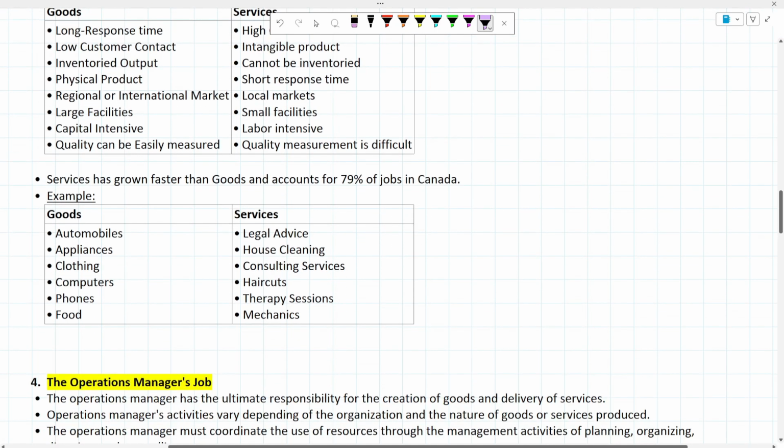So, an example of goods and services jobs. For the goods, we have automobiles, appliances, clothing, computers, phones, and food. Services, we have legal advice, house cleaning, consulting services, haircuts, therapy sessions, and mechanics that provide a service to your car and look at it.